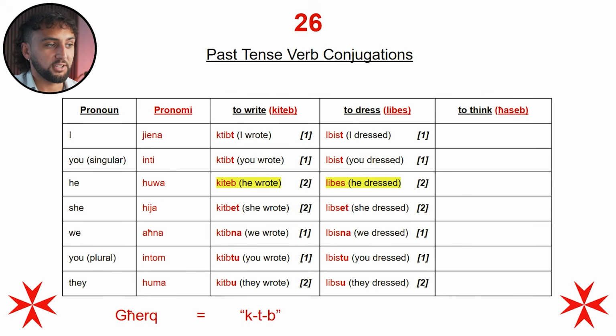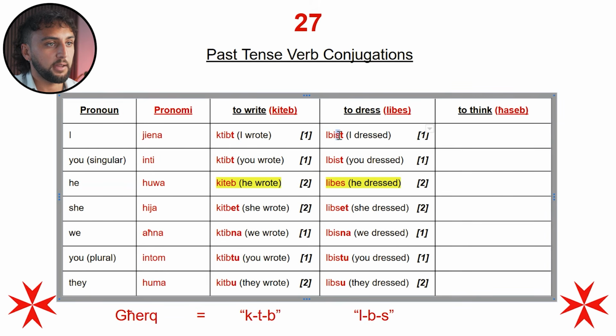And let me just quickly mention the root again, which in this case is l, b, s. And once again, notice how every single conjugation here obeys the order of its root. Look, l, b, s, l, b, s, l, b, s, etc., etc. So if you ever come across a Maltese verb that has l, b, s in this order, it's highly likely that it is to do with the verb to dress.